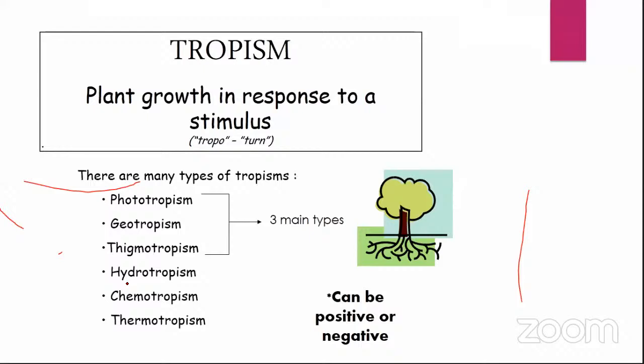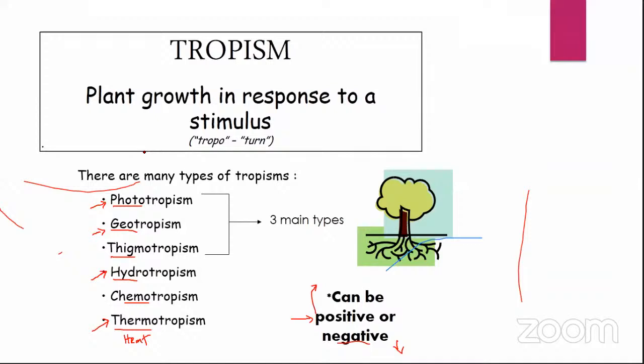And then thermo, it has to do with the heat. Just like a thermometer, you know that a thermometer is used to measure the heat, the body temperature. Now, it can either be positive or negative. If it is positive, then it is growing towards the stimulus. If it is negative, then it is growing away from the stimulus.